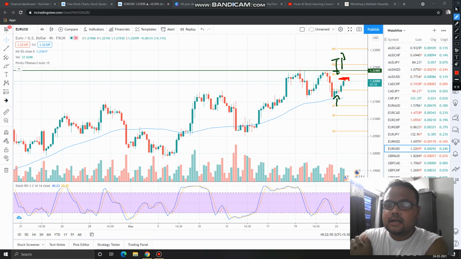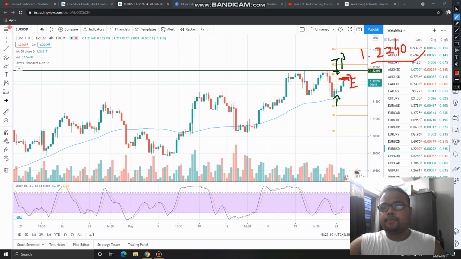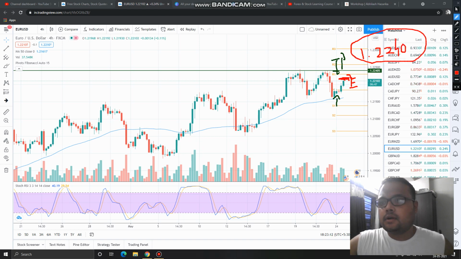So if the market starts reversing from here or here, you can exit in the middle. On the other hand, if the market is going fine like this, if you see that the market is not struggling, it is going fine, then your target will be this 1.2240.